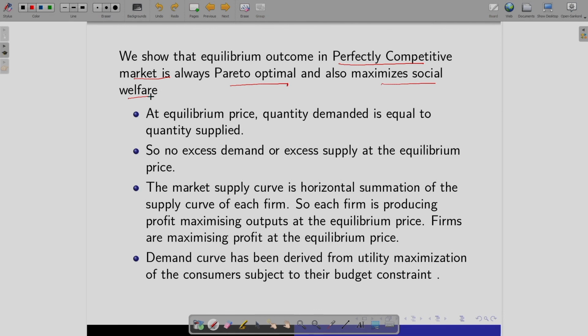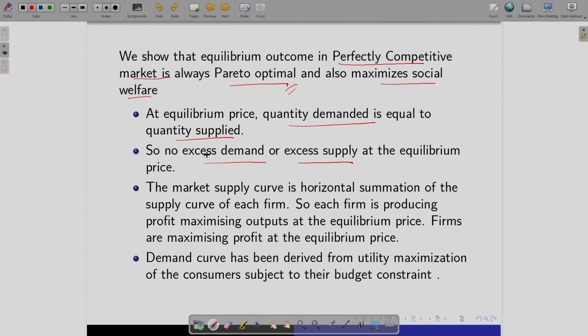We will come to what we mean by social welfare, but we have defined Pareto optimality. Now, let us first see how we show this. At equilibrium price in a competitive market, quantity demanded is always equal to quantity supplied. So there is no excess demand or excess supply. Equilibrium price is such that the market always clears, that is, quantity demanded is equal to quantity supplied.